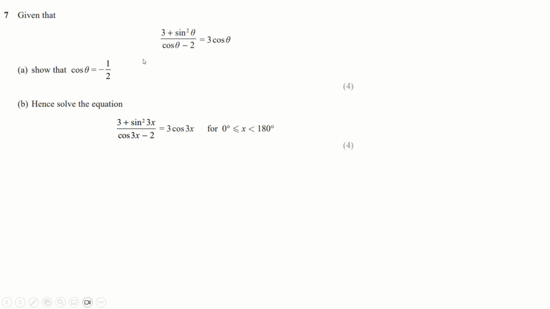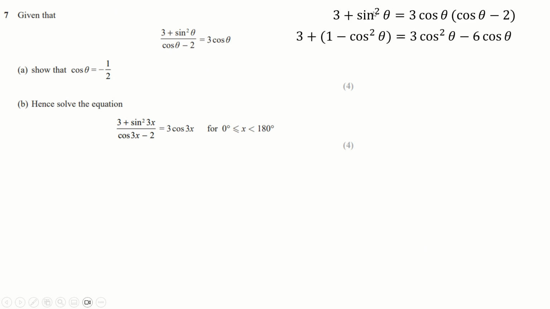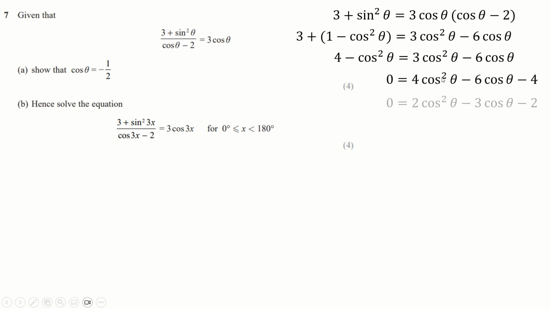Question 7 then. So let's times both sides by this denominator, and let's expand out. Also write sine squared as 1 minus cos squared, and expand that out, and we end up with this. And then, of course, we can add this and end up with 0 over on this side. Divide everything by 2.